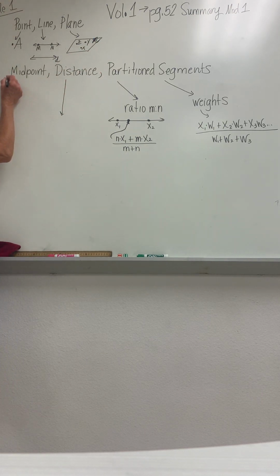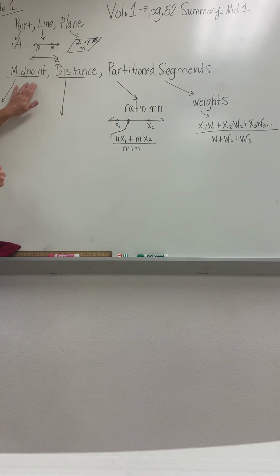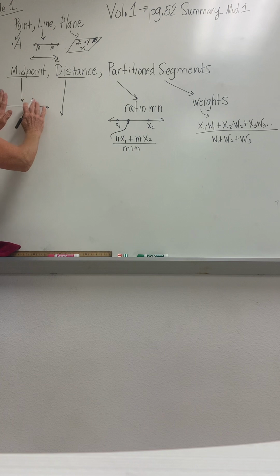Then we moved on to formulas: midpoint, distance, and then we looked at partitioning segments. So the midpoint formula, of course, is going to give you a point. When you're locating the midpoint, you're locating the point that splits that original segment into two equal pieces, a 1-to-1 ratio, if you will, so that those are congruent. You can think of it on a number line, or you can think of it in the coordinate plane. Let's just go with the coordinate plane.